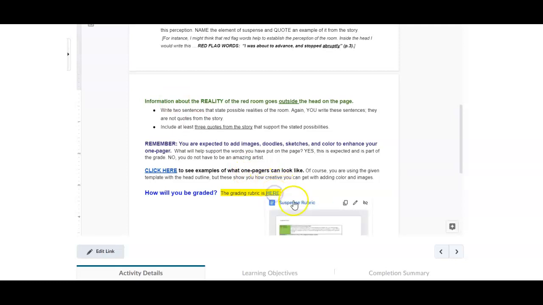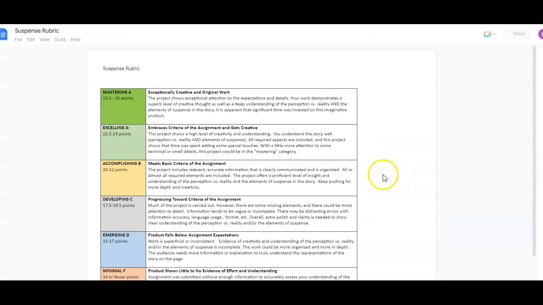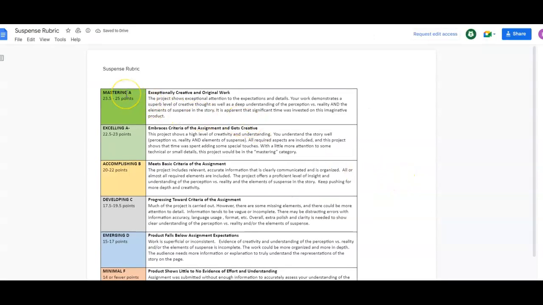Don't forget to look over the rubric because that will be how you'll be graded. If you're going for that A, I'm looking for exceptionally creative work that is original and shows exceptional attention to detail and expectations and meets all the expectations. And you're working above and beyond. Okay, that's what's going to get you the A. It demonstrates a superb level of creative thought as well as a deep understanding of perception of reality and the elements of suspense in the story. It is apparent that significant time was invested in this imaginative product.